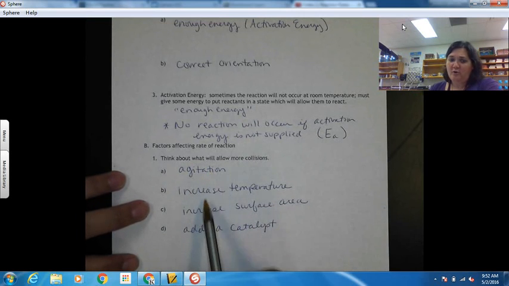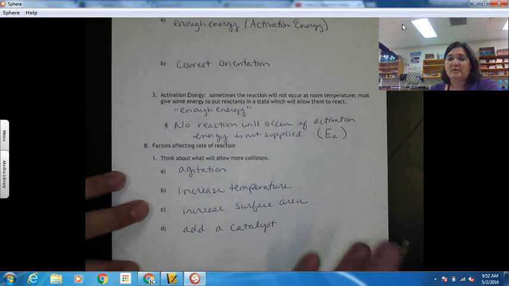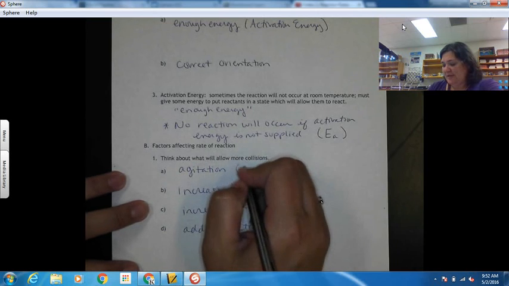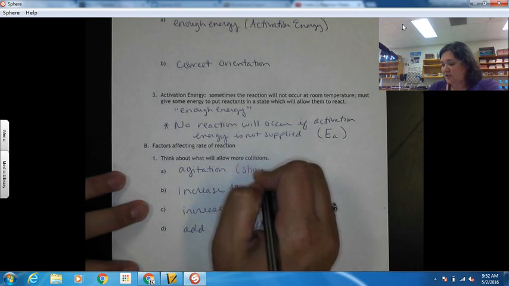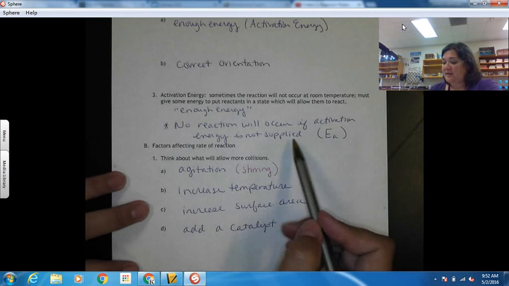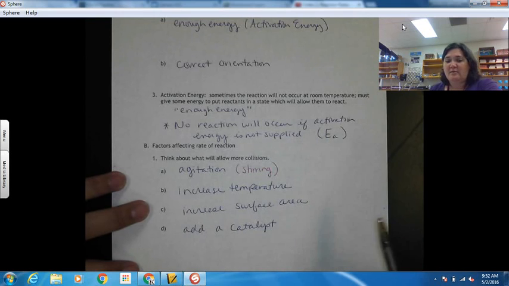There are four main factors that affect the rate of a reaction, and again we want to think about the things that would allow for more collisions. The things that would allow for more collisions are like agitation. And when we're talking about agitation, we're looking at stirring, right? So if you stir it, you're more likely to have the reaction happen more quickly, right? If you increase the temperature, by increasing the temperature, you're going to hit that activation energy much sooner and therefore increase the rate of the reaction.